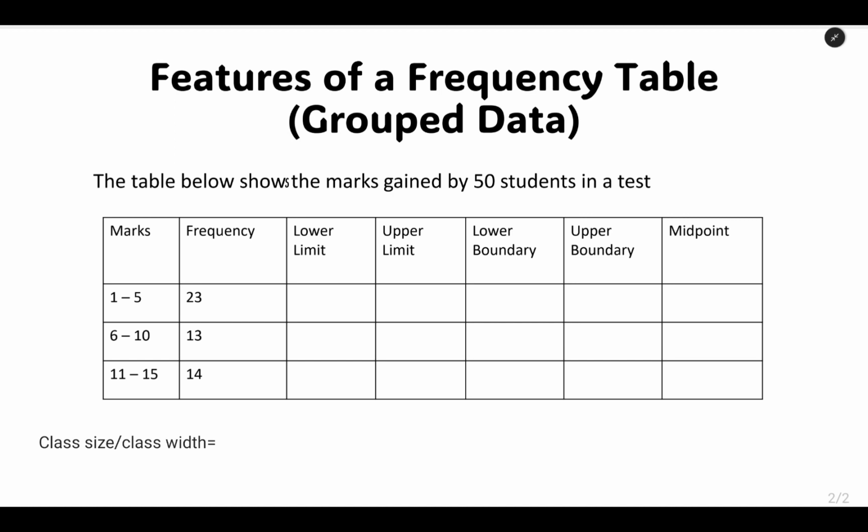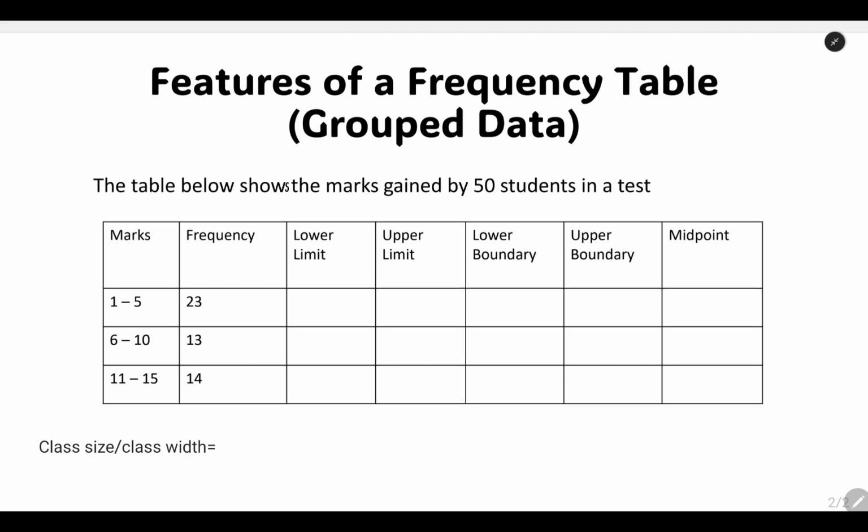So for the marks, we see we have 1 to 5, 6 to 10, 11 to 15. Now we call these the class intervals. So the first interval will be 1 to 5, the second interval will be 6 to 10, and the third interval will be 11 to 15. So we call all of these the class intervals.